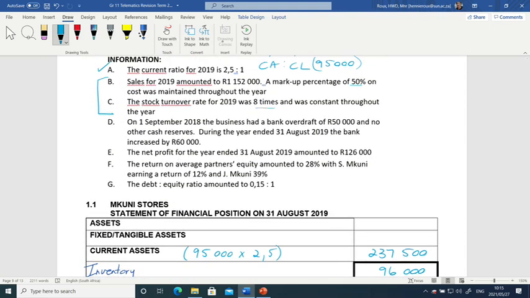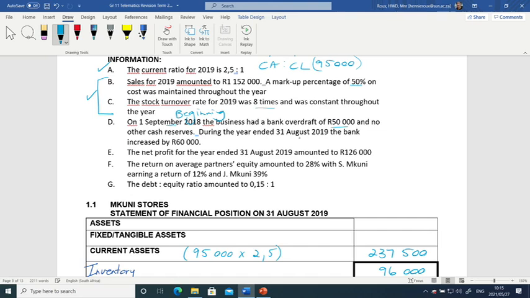Information D, so that one's done. Information D: on the 1st of September, the beginning of the year, the business had a bank overdraft of 50,000. So we started with a negative 50,000.